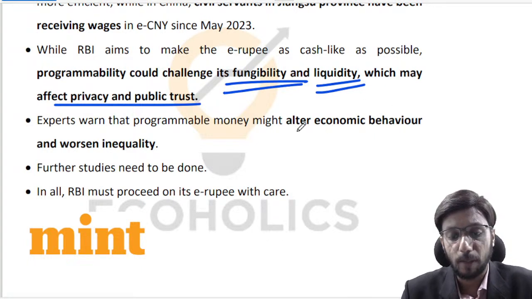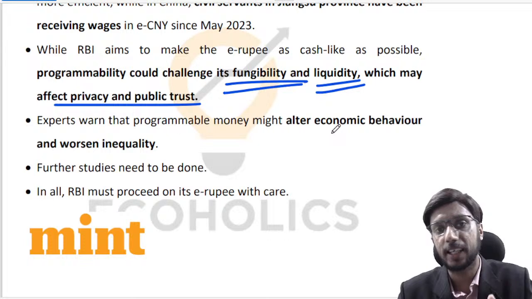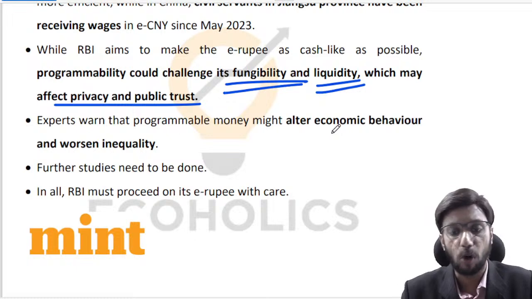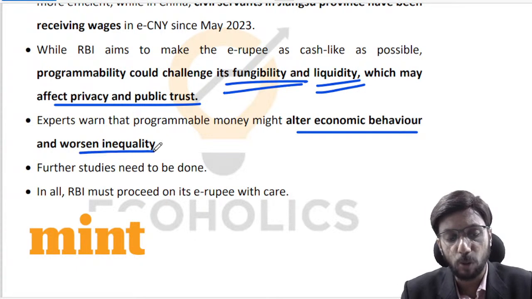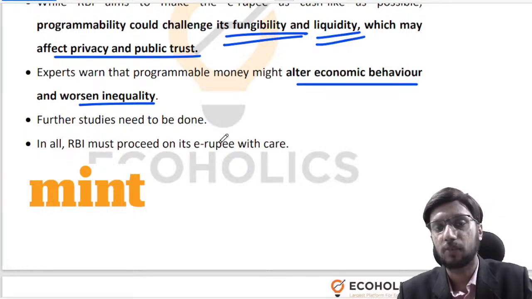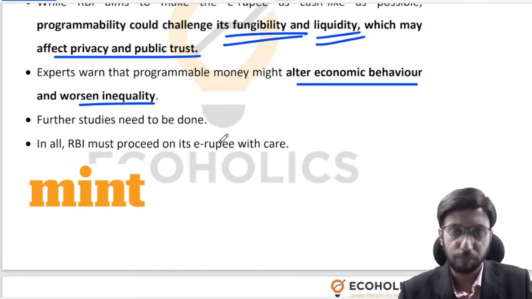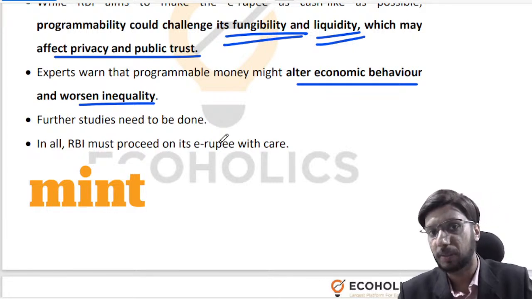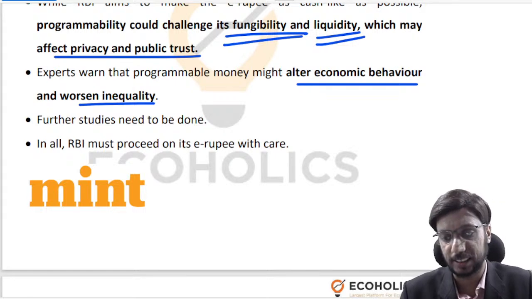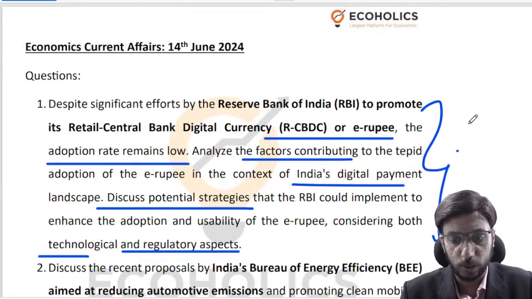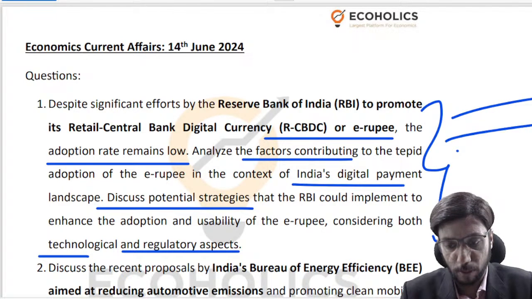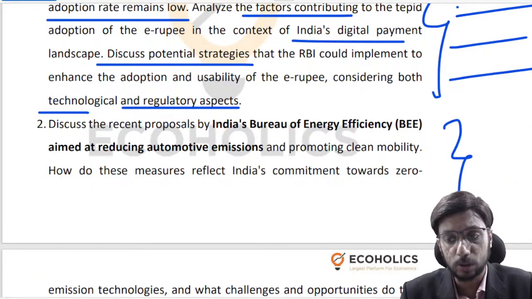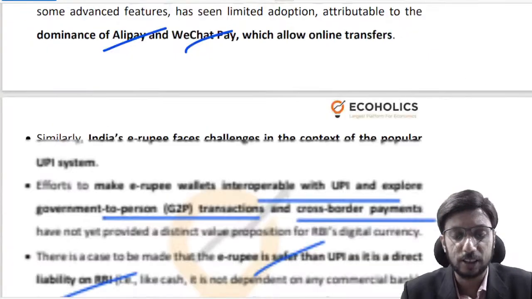We don't know what the impact of introducing programmability in e-rupee, where you get e-rupee when you qualify certain criteria or benchmarks, will be upon economic behavior, upon inequality, etc. So we need to walk on this path with care. But the challenges that we are facing in popularizing our RCBDC, that is retail central bank digital currency, aren't specific only to us. A lot of other countries are facing similar challenges. So you can clearly see that this entire question regarding CBDC, problems, causes, challenges that others are facing, and the steps that can be taken, all of these sub-questions get answered to a certain extent via this article.